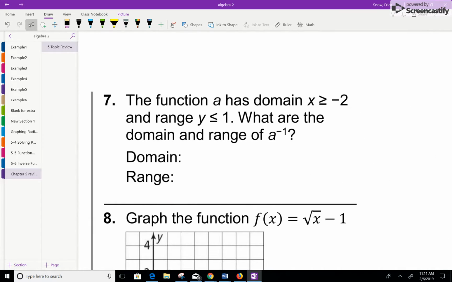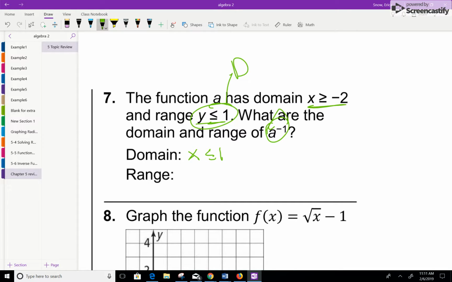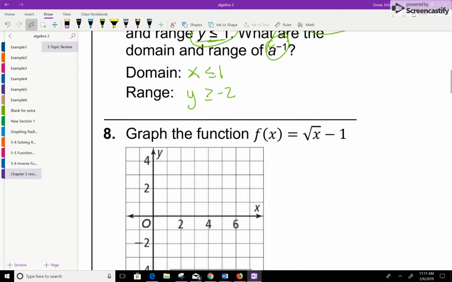Here's number 7. A function has the domain and range. What are the domain and range of the inverse? Remember that when we're talking inverse of functions, the domain and the range just swap. So your domain is now going to be x is less than or equal to 1, because this becomes your new domain, and this becomes your new range. So y is greater than or equal to -2.